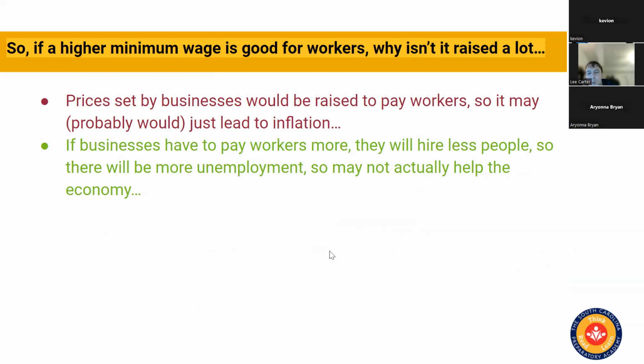Why did we not raise the minimum wage a lot? Well, if you set the minimum wage higher, the prices that the businesses had to set to be able to pay their workers would be higher. So you probably would just have a lot of inflation, meaning prices would just go up, right? More money out in the economy. And two, if businesses have to pay their workers more, they'll actually hire fewer people. So there'll be fewer people getting jobs, higher unemployment. So it may not actually help the economy anyway. So that's the reason there's an equilibrium of what minimum wage can realistically be as well.